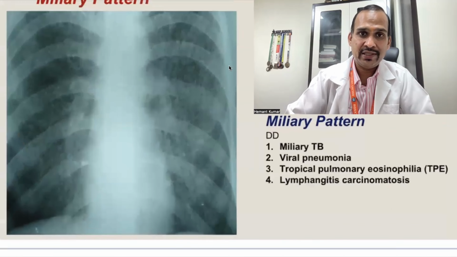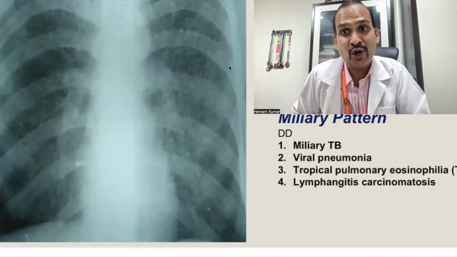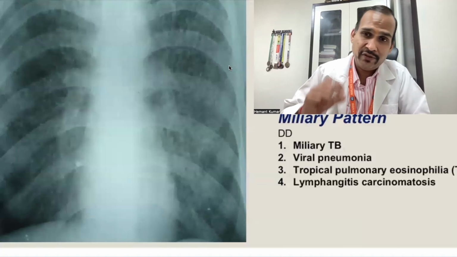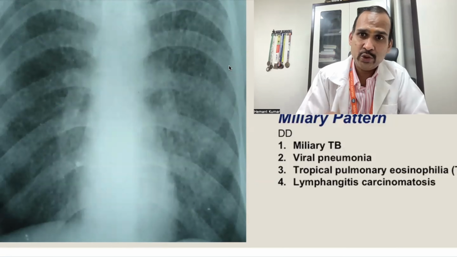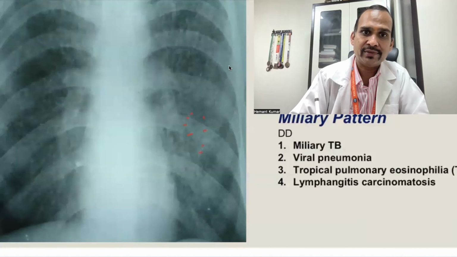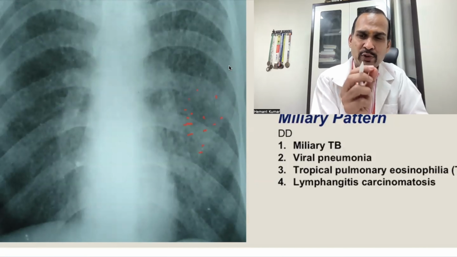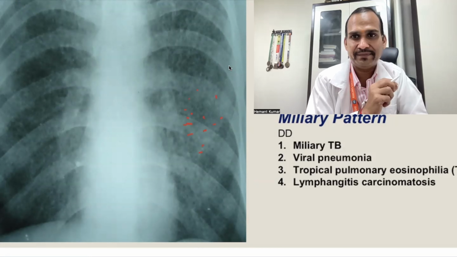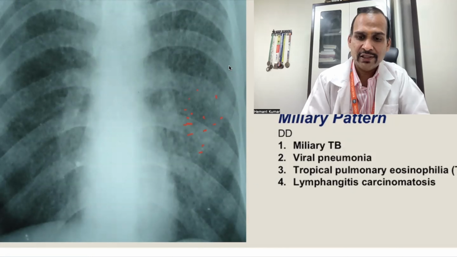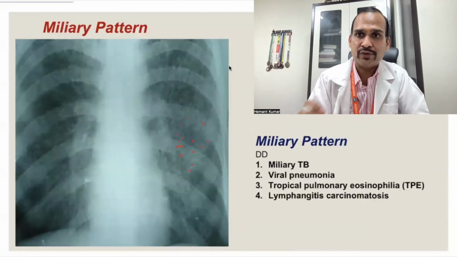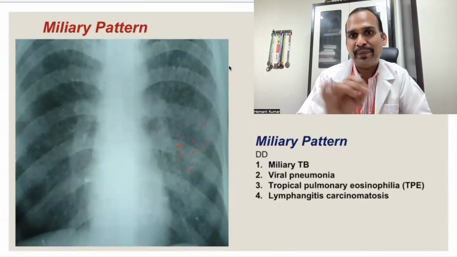Now, you see this X-ray very carefully. This is not a normal X-ray. If you know a normal X-ray, then you can appreciate abnormality in the form of small nodules. Can you see very small nodules, less than 0.3 mm? Very small nodules. So this is bilateral diffuse. So this is called miliary pattern.